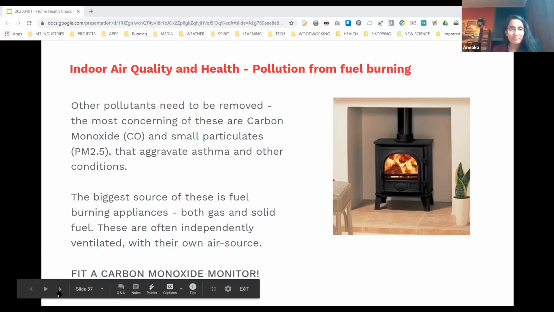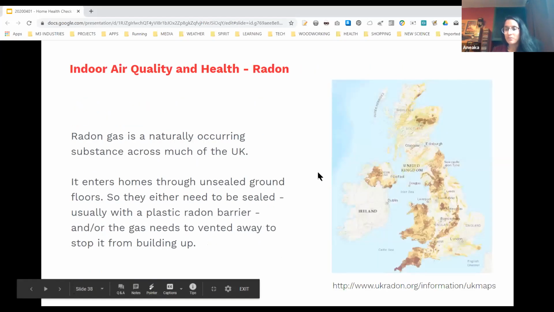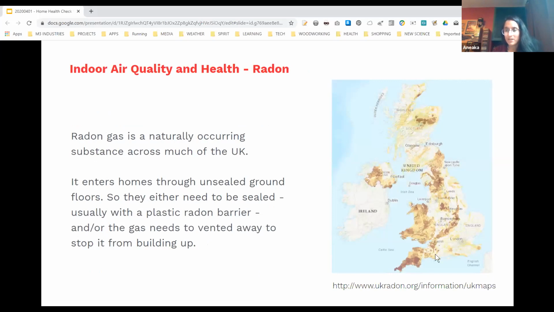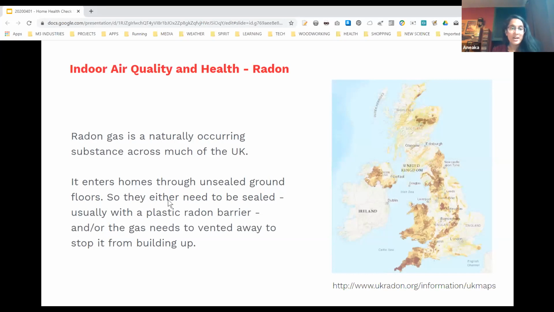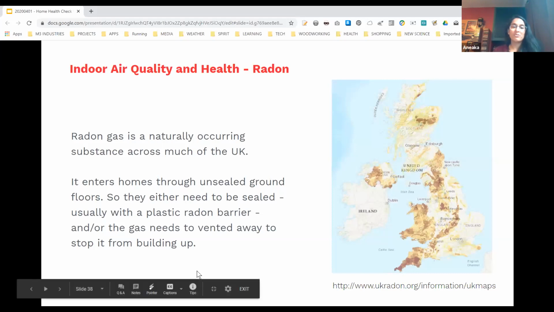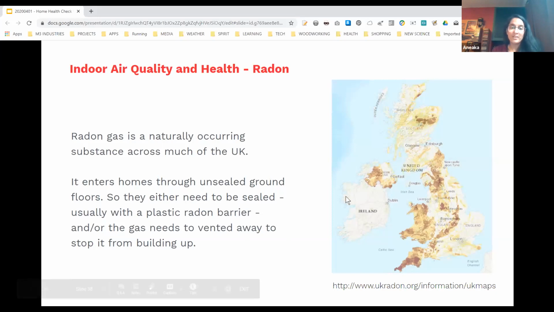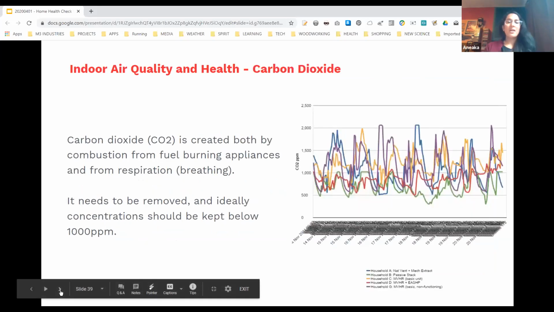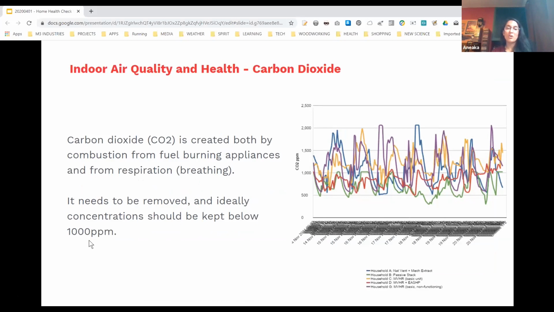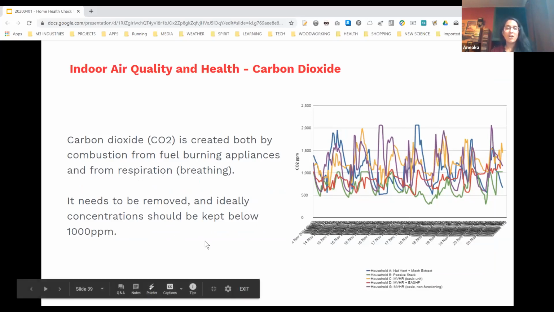That's very important. And also, not so much for us in Manchester, but certainly in many other places in the southwest, Wales and further up in Yorkshire, radon gas is quite an issue. It enters a home through the ground and through the floors. If you're in an area of high radon, you definitely need to think about having a radon barrier, as well as ventilation that supports radon being removed. Carbon dioxide is also created through fuel burning appliances and through breathing, and concentrations should really be below 100 parts per million. You can get carbon dioxide monitors, but those are much more expensive than hygrometers.